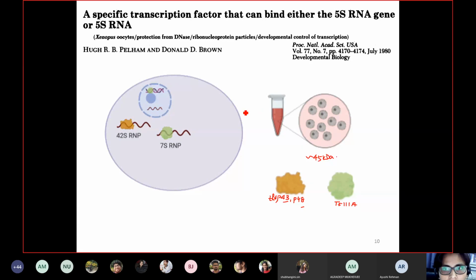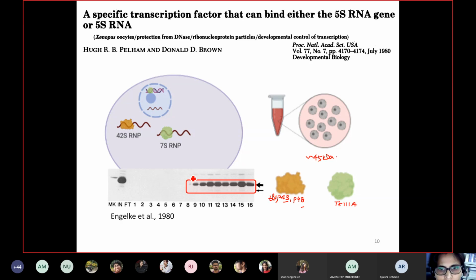Okay, so at this point, it is important to tell you two things here. For example, they isolated this 45S protein, they isolated transcription factor, and they compared with the purified protein. So this was the purified protein they obtained from David Engelke in their paper. So this protein they had already achieved, that they got from this group.